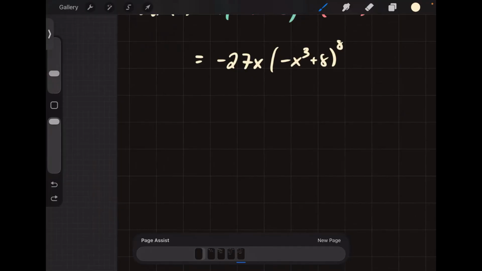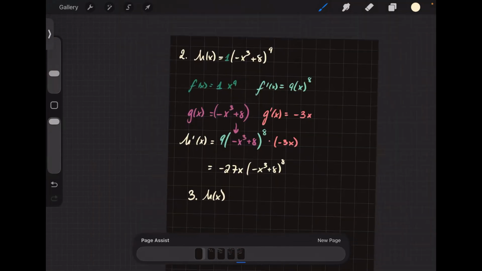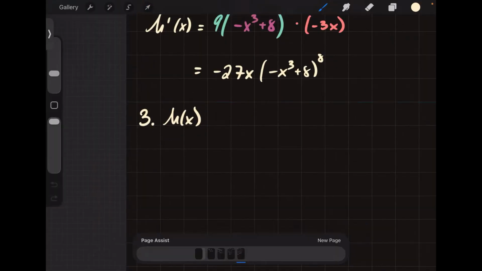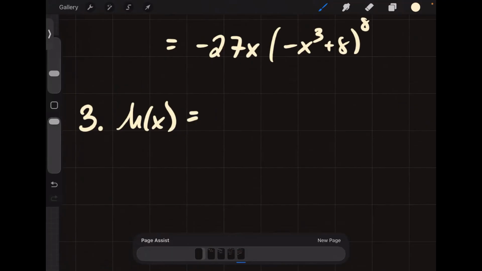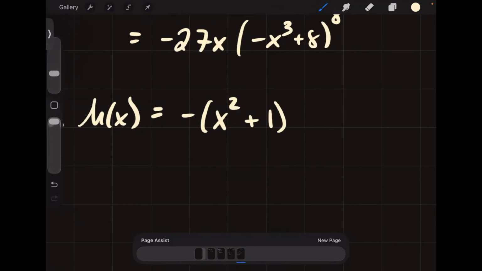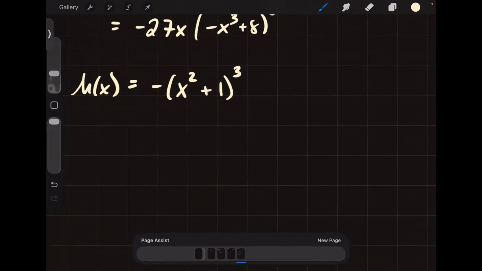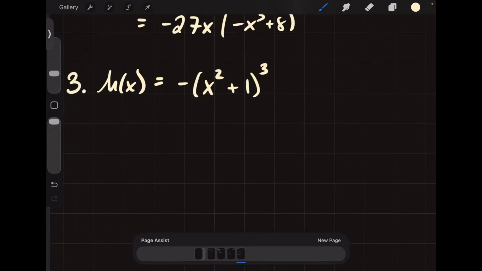Let's do another example. Let's do example 3. h of x is equal to negative x squared plus 1, all to the 3rd. I'm going to have you do this, and I'm going to show the solution, so hit pause.